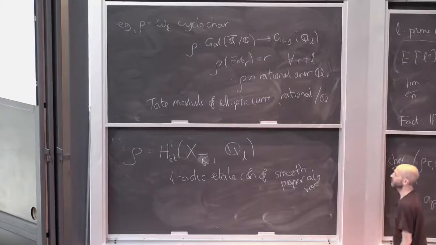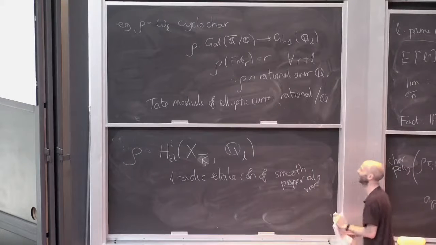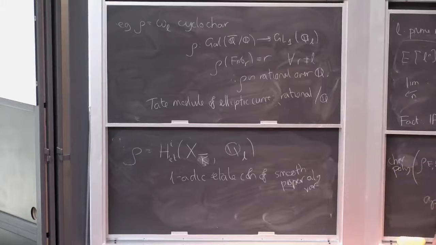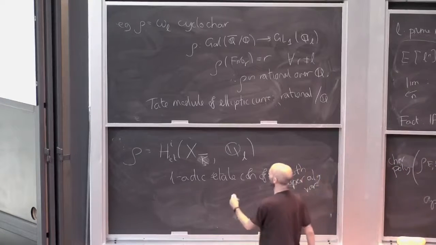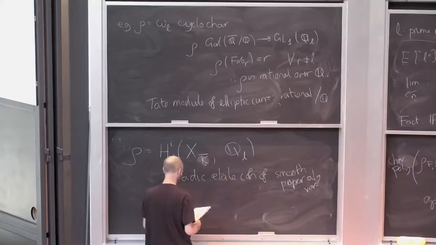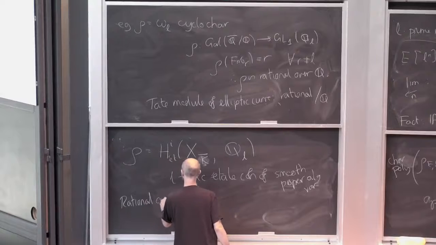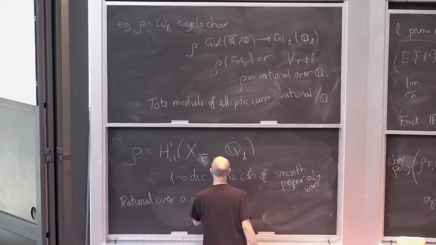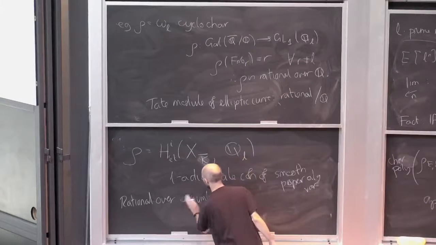Who knows what that means? Brian does. Hi, Brian. I don't know what it is. I mean, I sort of know what it is. There you go. There's a perfectly good example of an L-adic Galois representation. Yeah, that's rational as well. It's rational over a number field. Well, it's rational over a number field, yeah.